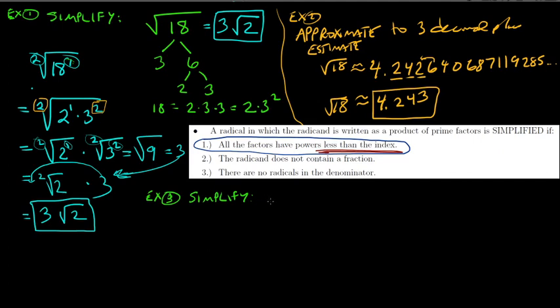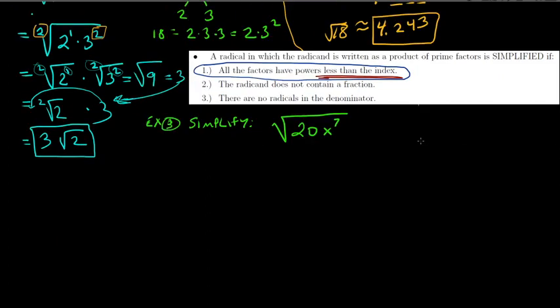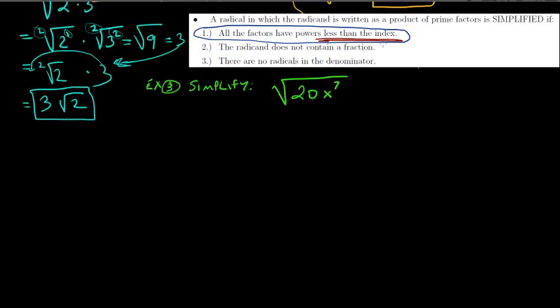Well, we'll do another square root. How about the square root of 20x to the 7? So 20x to the 7. How do we simplify that? Okay, so I have the rule here, right? All the factors of 20 have to have powers less than the index. The index here, of course, is still 2 because it's the square root. So you're welcome to put a 2 there, just realize it's not customary to put it there.